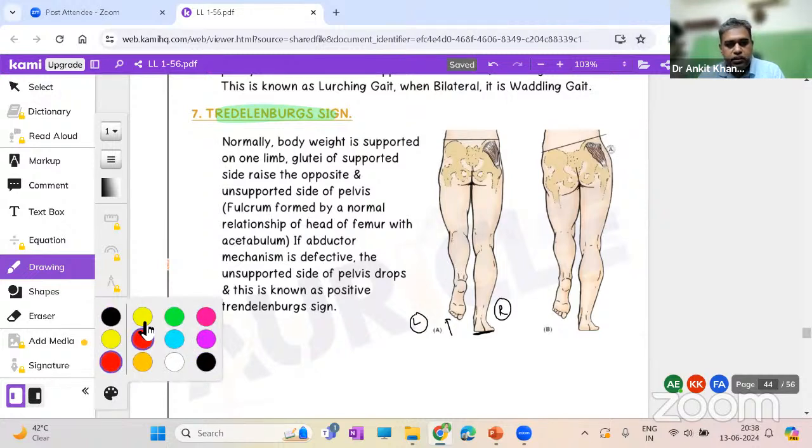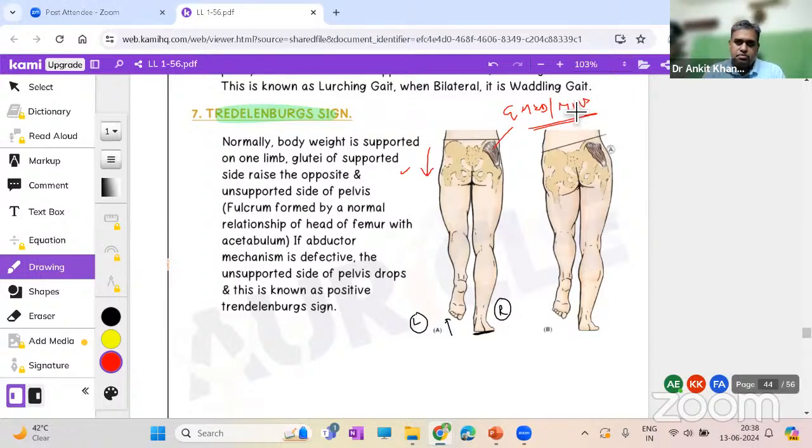Normally, what should have happened is that when this unsupported side is lifted, with the weight of the body, this side of the pelvis should go down. That should normally have occurred. Agreed? But what actually happens is that when the person takes the left foot off the ground, on the right foot, which is on the ground, that side's gluteus medius and minimus contract. And once they contract, they are obviously going to pull the pelvis to their direction.